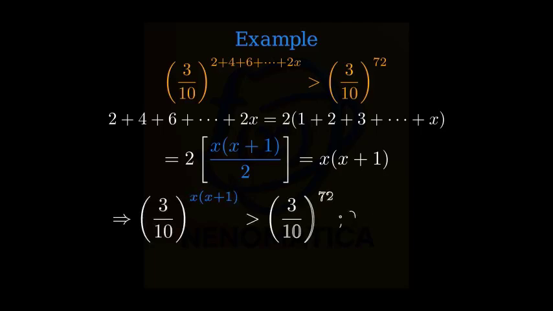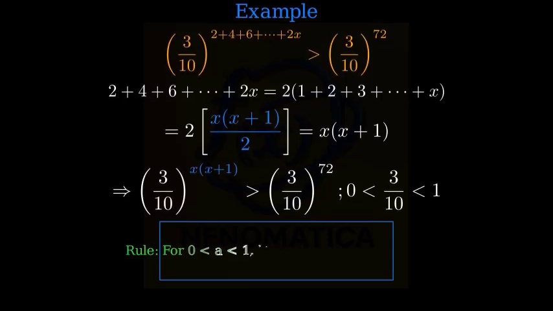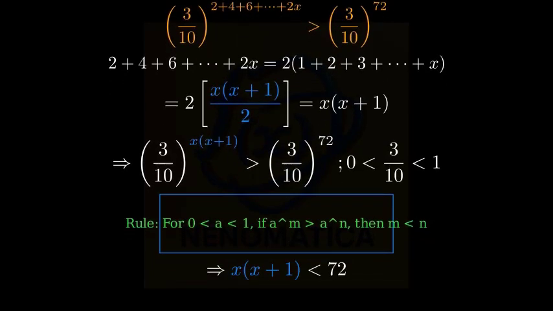So our original inequality can be rewritten as 3/10 raised to the power of x times x plus 1 is greater than 3/10 raised to the power of 72. We also note that 3/10 is between 0 and 1, which is important for determining the direction of our inequality. When we have a base between 0 and 1, and we're comparing powers of this base, the inequality sign flips. This happens because as the exponent increases, the value of the expression decreases. So our inequality means that x times x plus 1 must be less than 72.